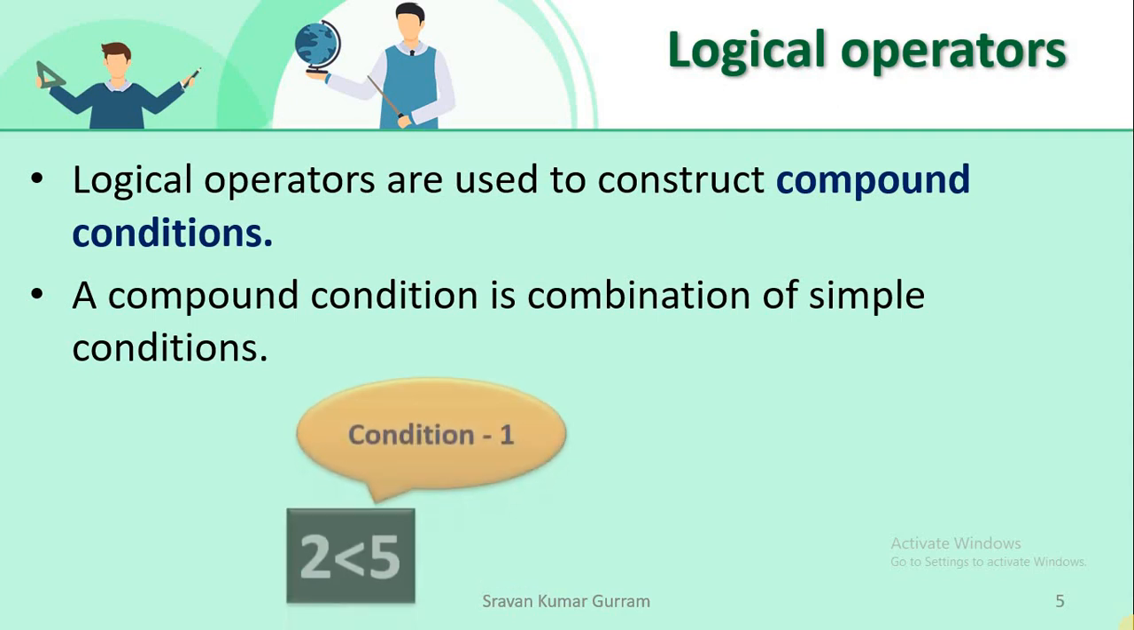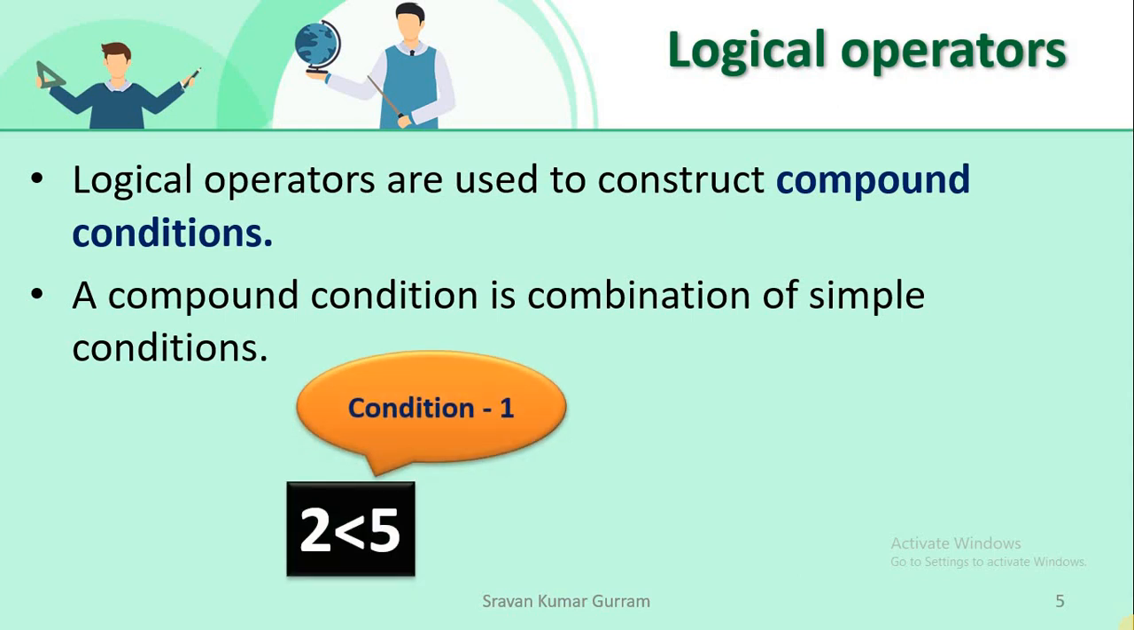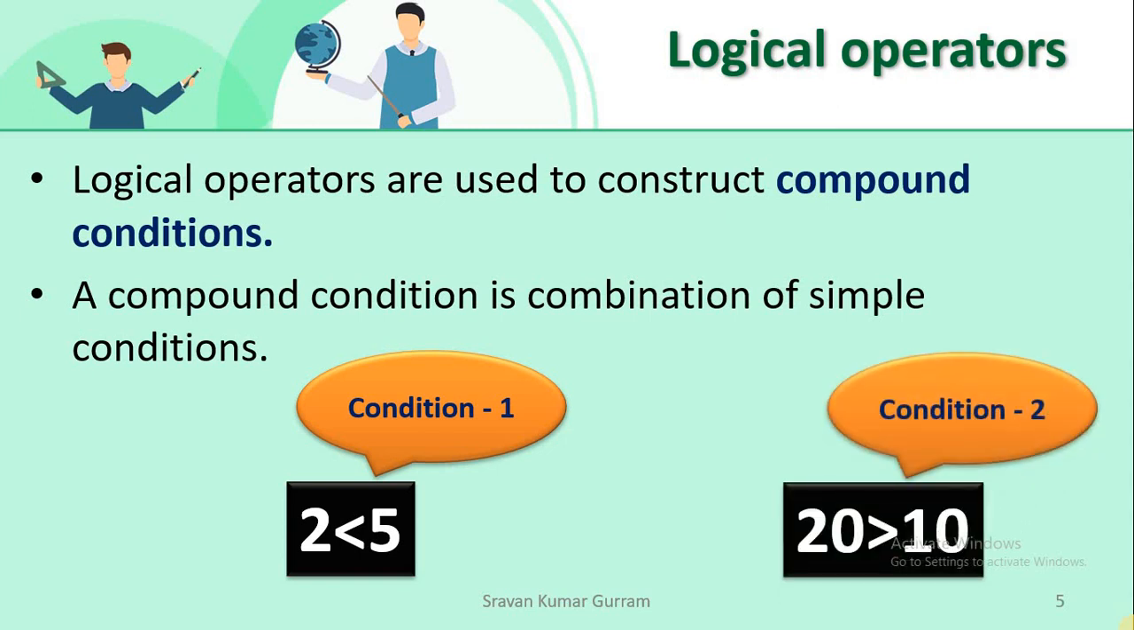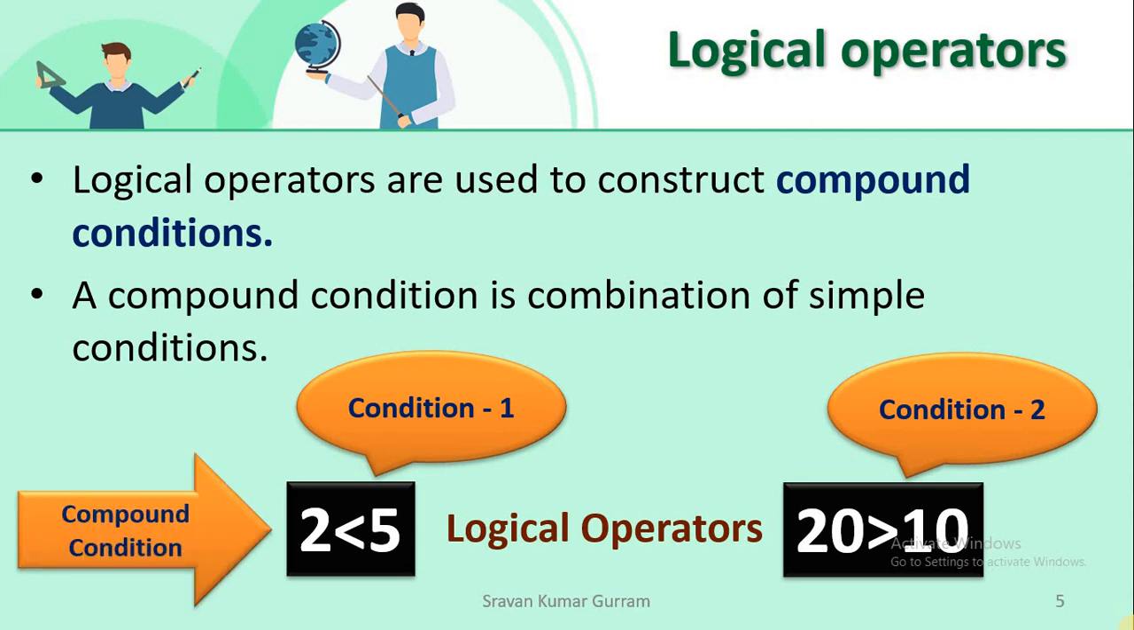See the example. 2 less than 5 is one condition. Here we are using a relational operator. By using relational operators, we can create conditions, as we learnt in the previous video. This is condition 2: 20 greater than 10. So we have two simple conditions. Now I want to combine them. To combine simple conditions, we use logical operators. Now this entire condition is called a compound condition.